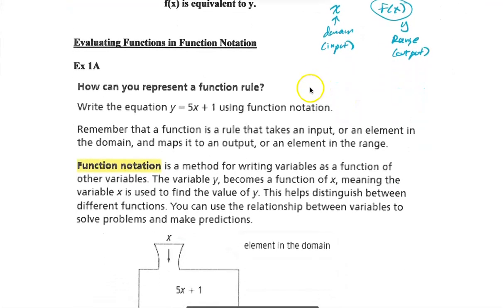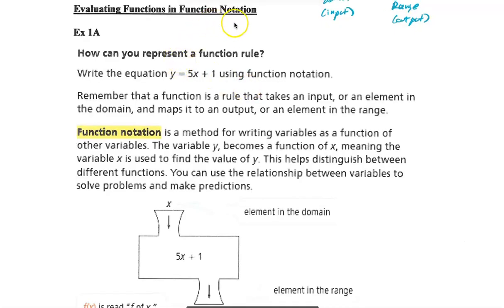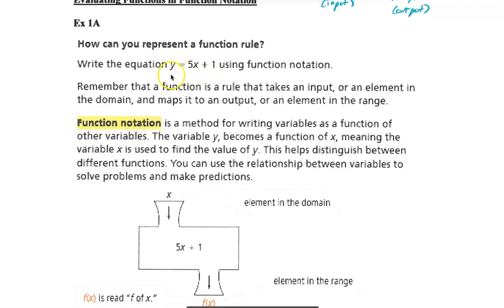Okay, so when you see a function notation, when you see an equation like this, that's a function: y equals 5x plus 1. Another way to write this, like we just talked about, is f of x equals 5x plus 1. Right? So same concept. This is our function. X is our input, so that's the stuff we're going to plug into it. That's our domain. Y is our output. Same thing here, right? X is our input or domain. Y is our output or range.